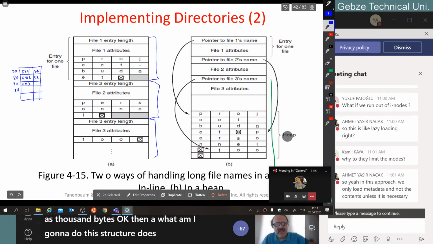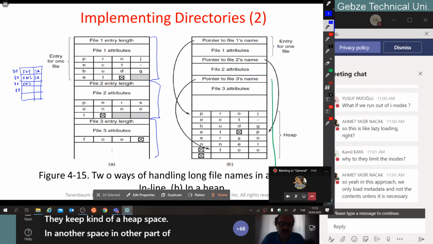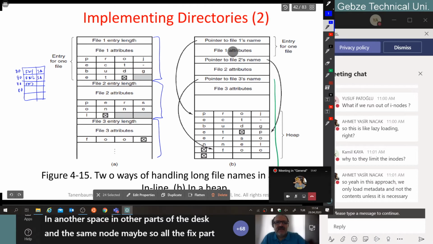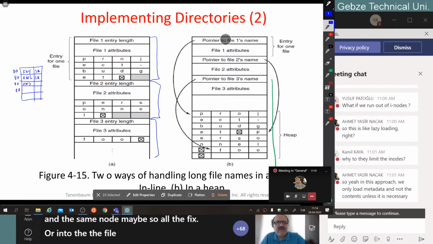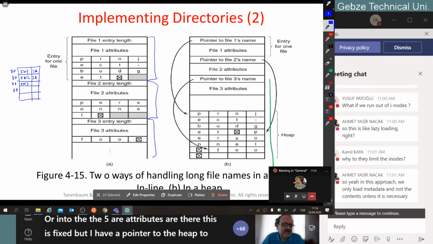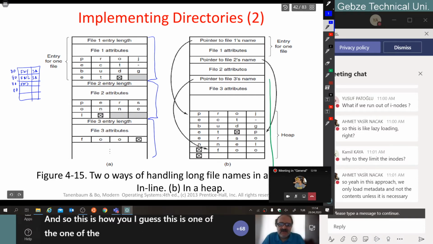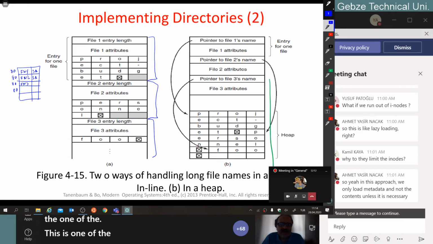They keep kind of a heap space in another part of the disk, in the same node maybe. So all the fixed stuff, pointer to the file1 attributes are there. This is fixed. But I have a pointer to the heap to tell me the file name. Okay. And so this is how you address, this is one of the ways you address the unlimited file name length approach.